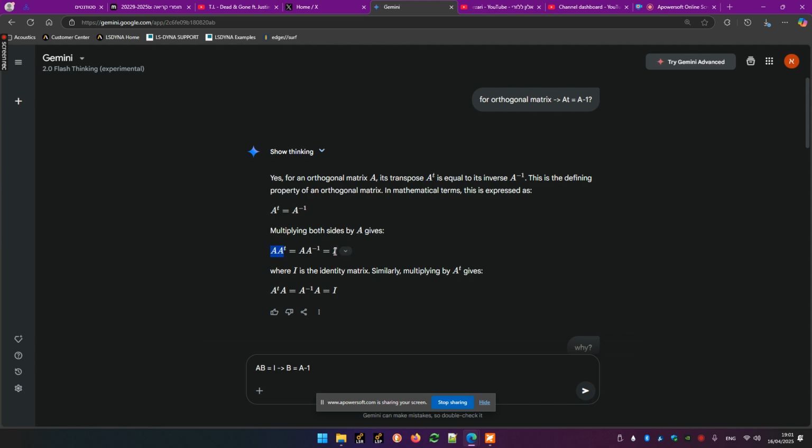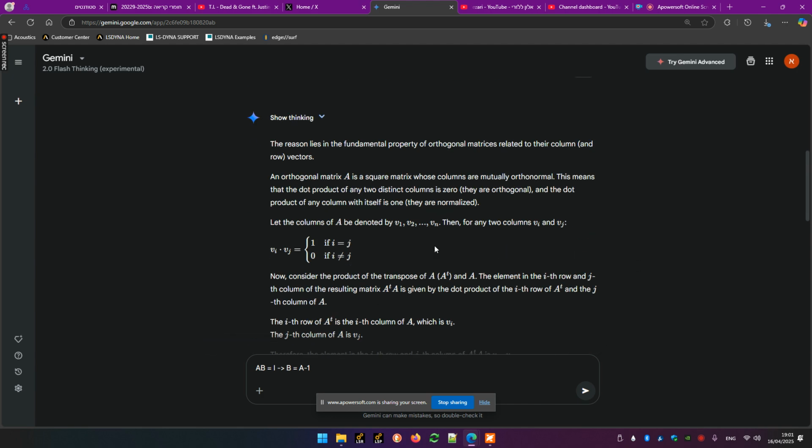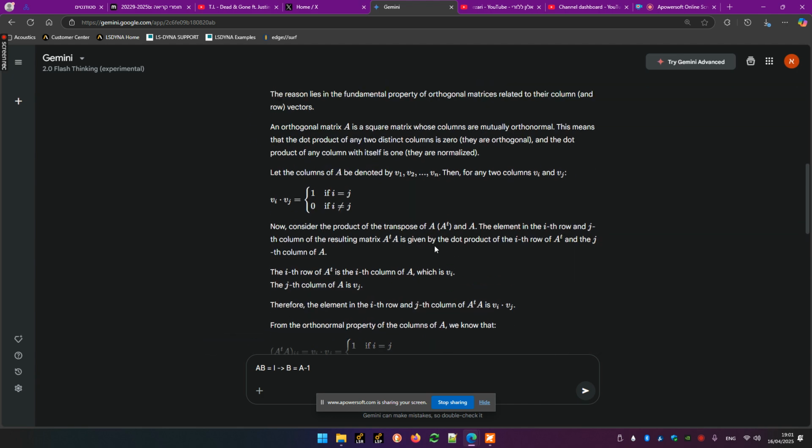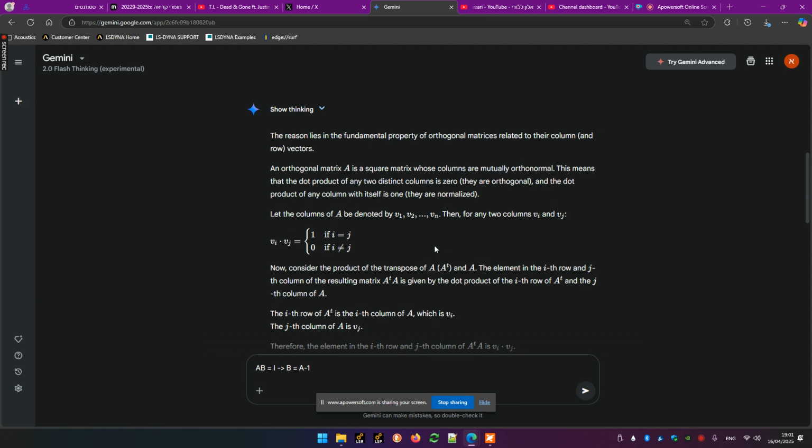But now we get to ask again why it happens, why A transpose A equals I. And if we understand it, we can understand why A transpose equals the inverse, because this is the definition for inverse. So this is exactly the question. The answer is based on understanding what is orthogonal matrix. Orthogonal matrix is a matrix for which the inner product of two column vectors equals 1 if they are the same vector, and equals 0 because they are orthogonal to each other if they are not the same vector.